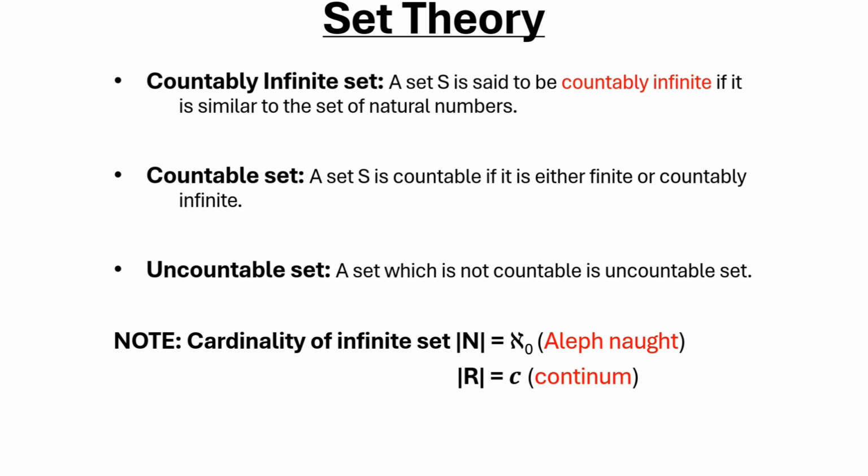Now, let's learn about the countable and uncountable sets. So, a set S is countable if it is either finite or countably infinite. And a set which is not countable is an uncountable set. Have this knowledge about the cardinality of the infinite sets of natural numbers and real numbers, where the order of N, that is natural numbers, is aleph-0 and that of real numbers is continuum.